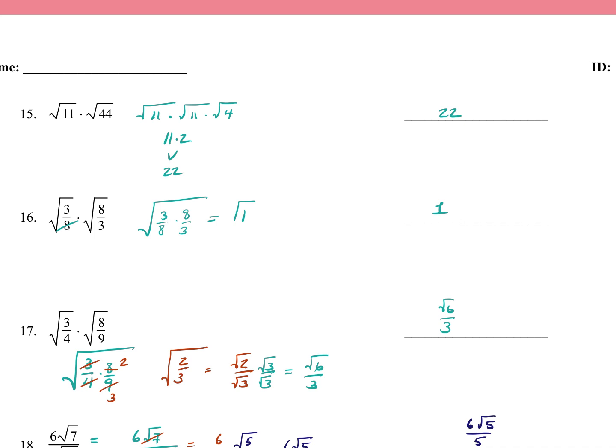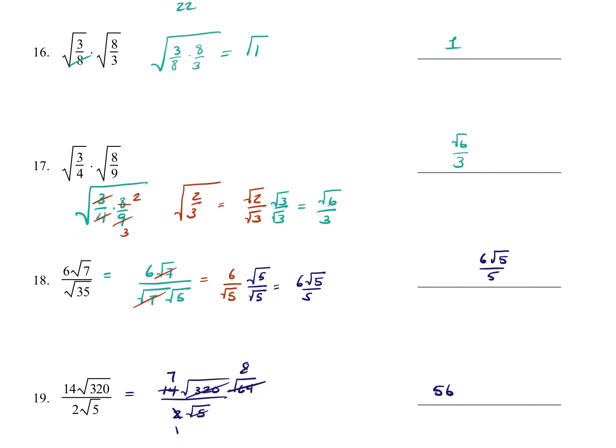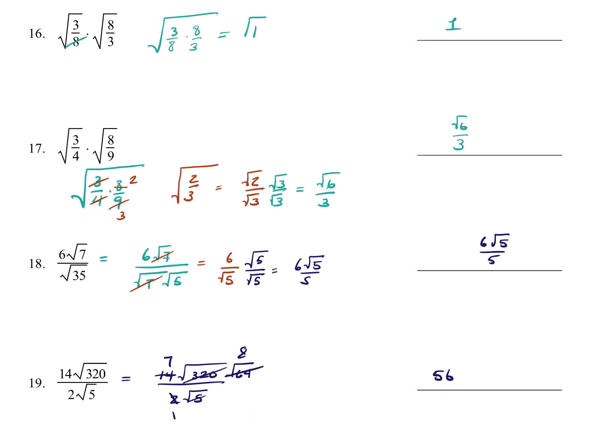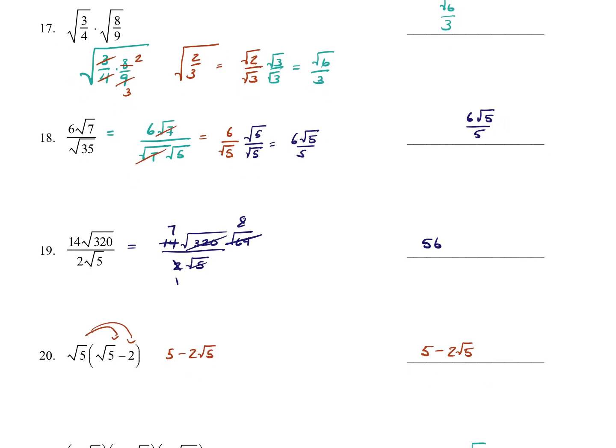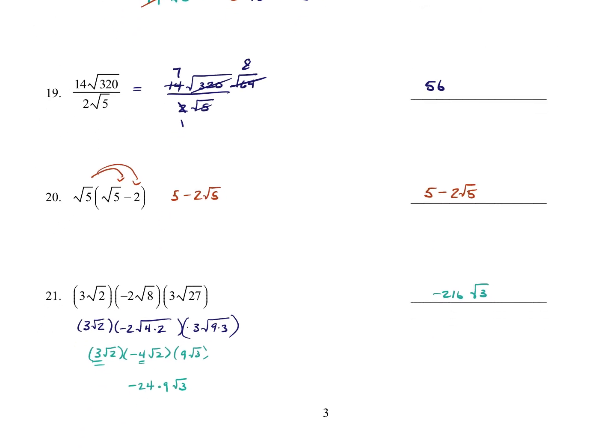17 is square root 6 over 3. 18 is 6 root 5 over 5. 19 is 56. 20 is 5 minus 2 root 5. 21, negative 216 root 6. Sorry, root 3.